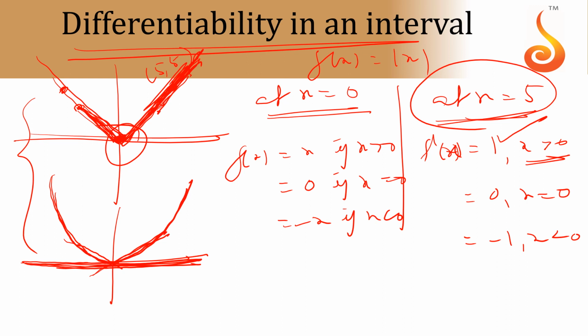That is the difference. Please remember, non-differentiability means only two cases. Either it should be discontinuous at that point, or continuous but with sharpness, means sharp continuity.